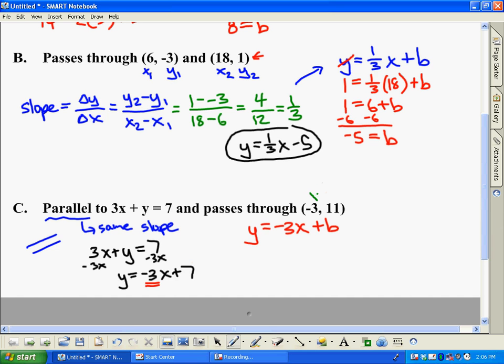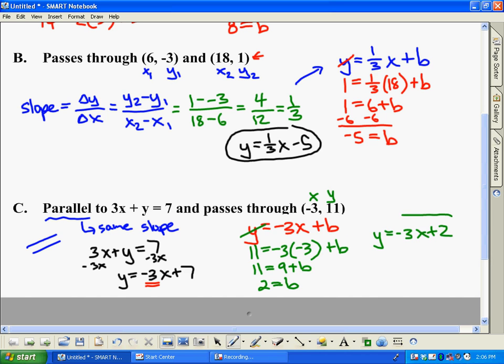That's x, that's y, so once again I'm going to plug in y is 11, x is -3, so it's going to be -3, x is now -3 as well, plus b. Well, -3 times -3 is 9. And if I subtract 9 on both sides, I get 2 equals b. So the equation is y equals -3x plus 2.